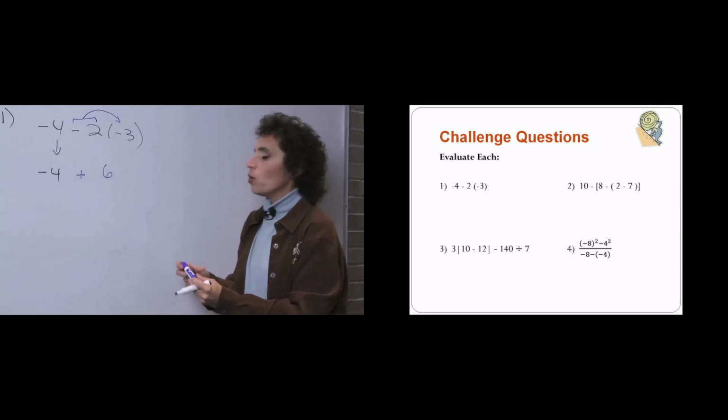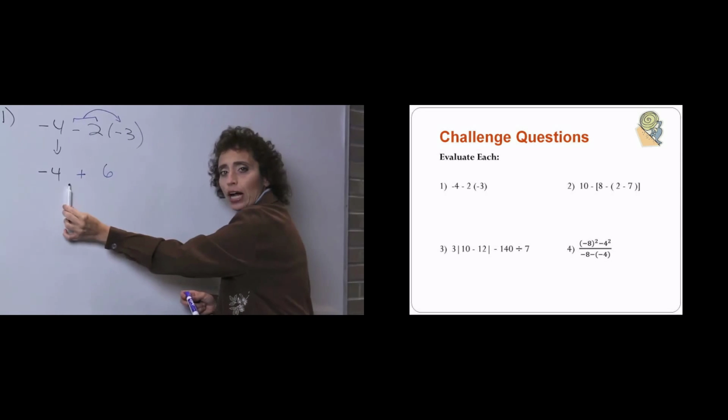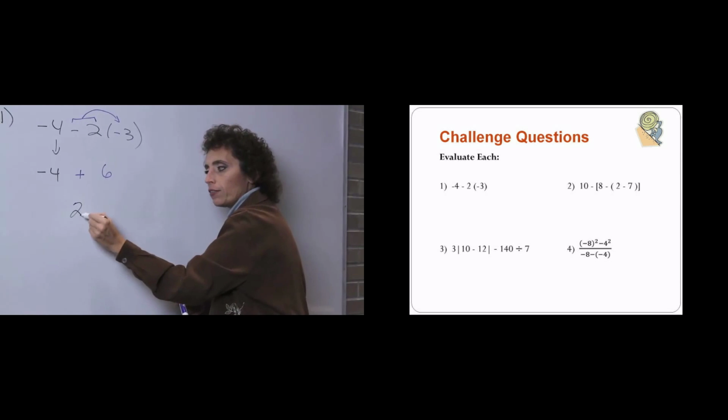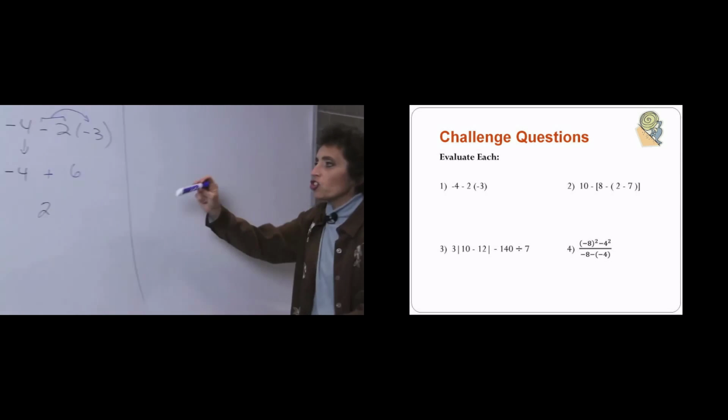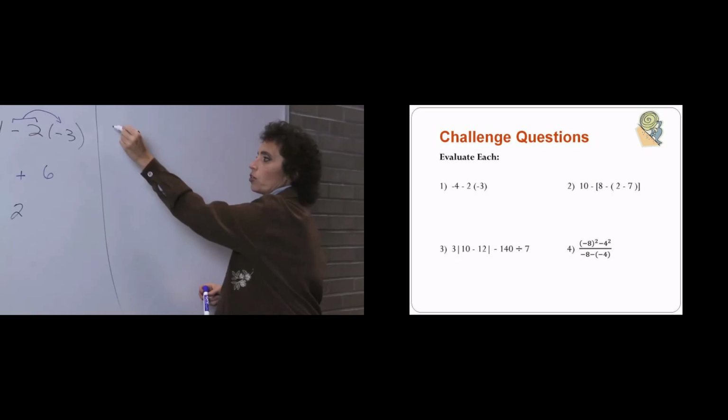Okay? Now, what we're going to do is we're going to do what we have here. So I owe you $4. I have $6. So I have $2. So by taking the sign with the number, it eliminates that sign stuff. Okay. So let's try number 2.